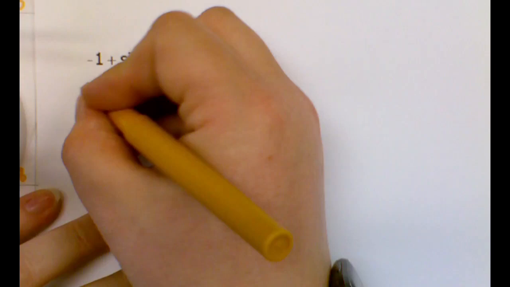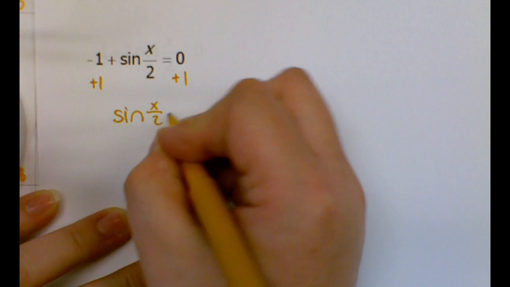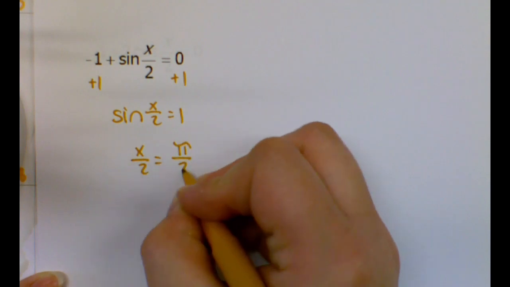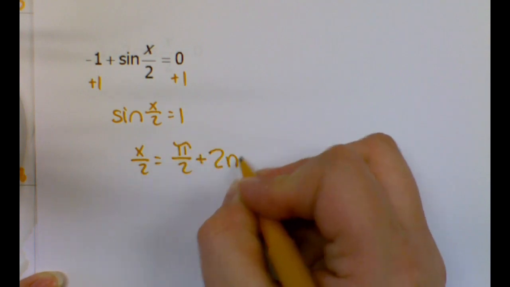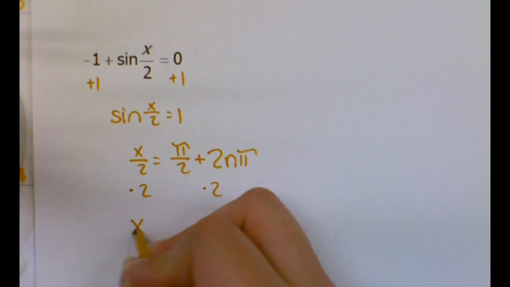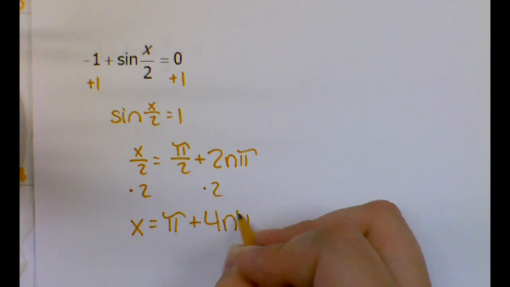All right, same type of deal. I start by getting my sine alone. I add 1. All right, where does sine equal 1? Well, that is at pi over 2 plus 2n pi. This time I'm going to multiply both sides by 2. X equals pi plus 4n pi.